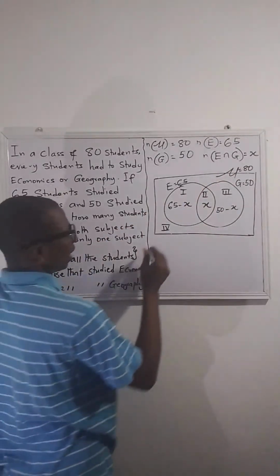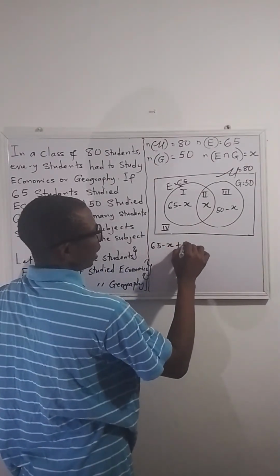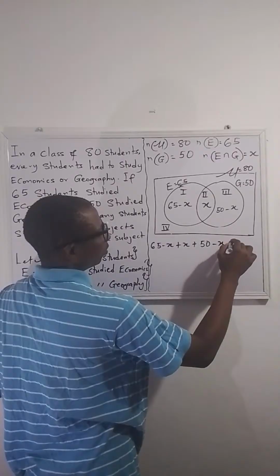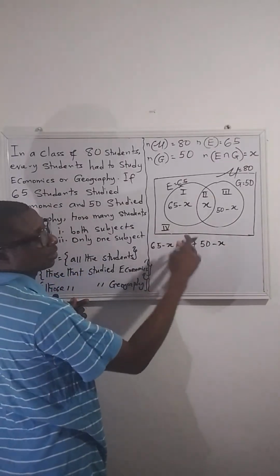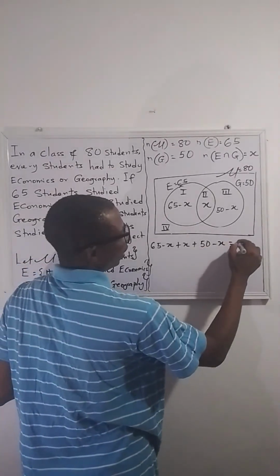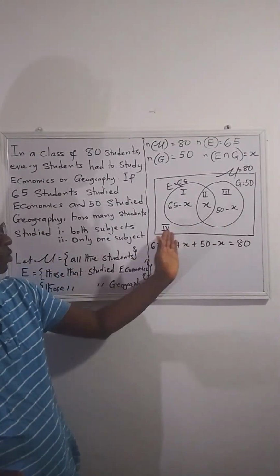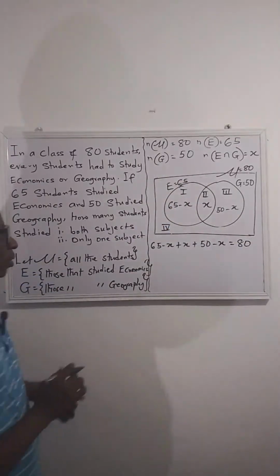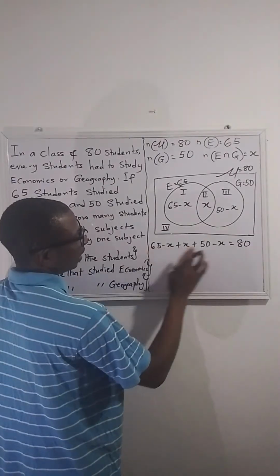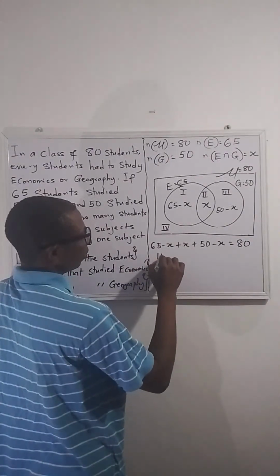Okay, good. So we have 65 minus x plus 50 minus x. Now, since this one is empty, that is plus 0, so we don't need to write that, equals 80. Hope you get that. So we just added these 3 parts together. There is no element outside. So now let's add the numbers together. When you add this and this together, what do you have? You have 115, right? 115.